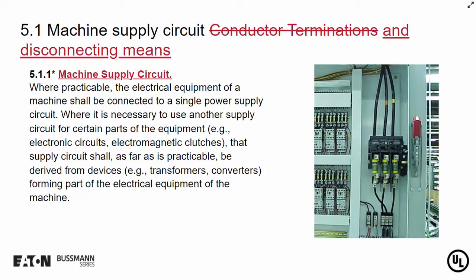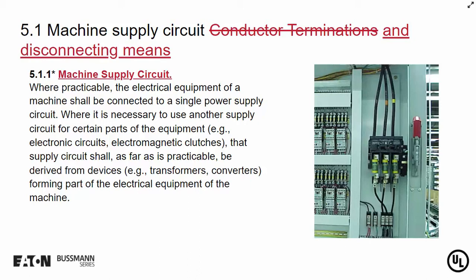And what you'll also notice here, for those of you who perhaps are not familiar with the NFPA 79 standard, is you'll see an asterisk by the 5.1.1. Now, what that asterisk indicates is there is actually annex material that will provide additional information on why perhaps we might have to have another source of supply.